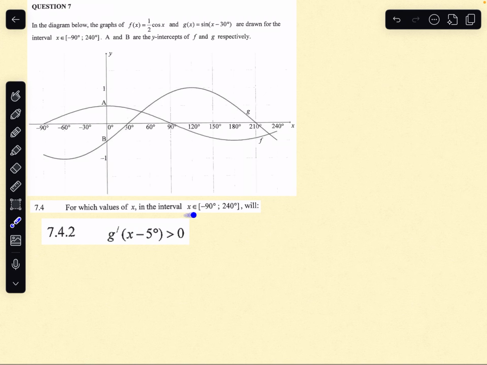For which values of x in the same domain of these two functions is g prime of x minus 5 going to be greater than 0?